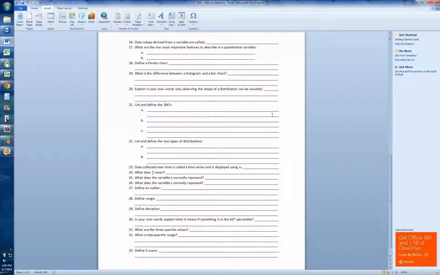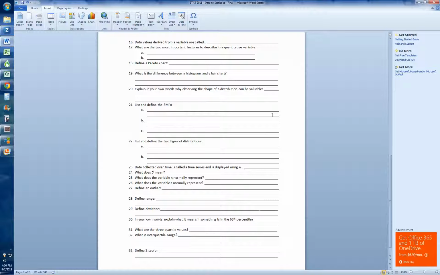Okay. Number 20, explain in your own words why observing the shape of a distribution can be valuable. I'm going to leave that one up to you. We've talked quite a bit about the shapes of the distribution, so give me some thoughts about what you could learn from observing the shape of a distribution.